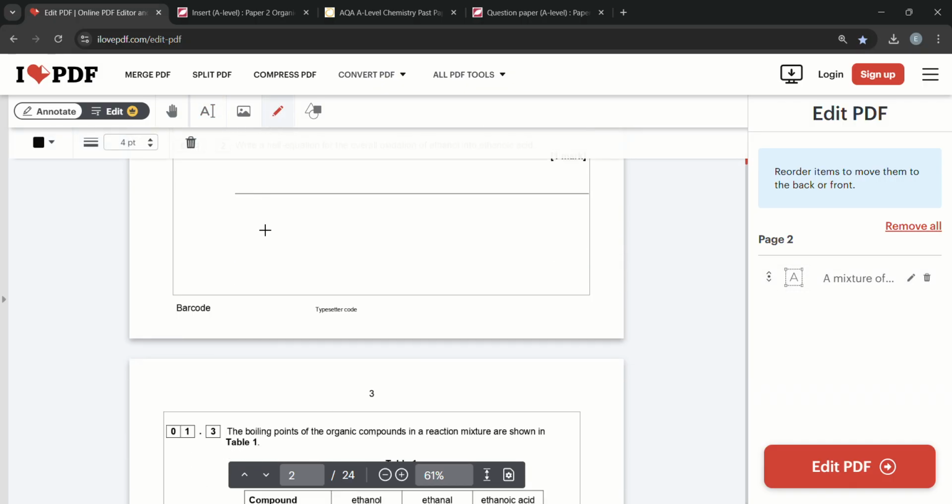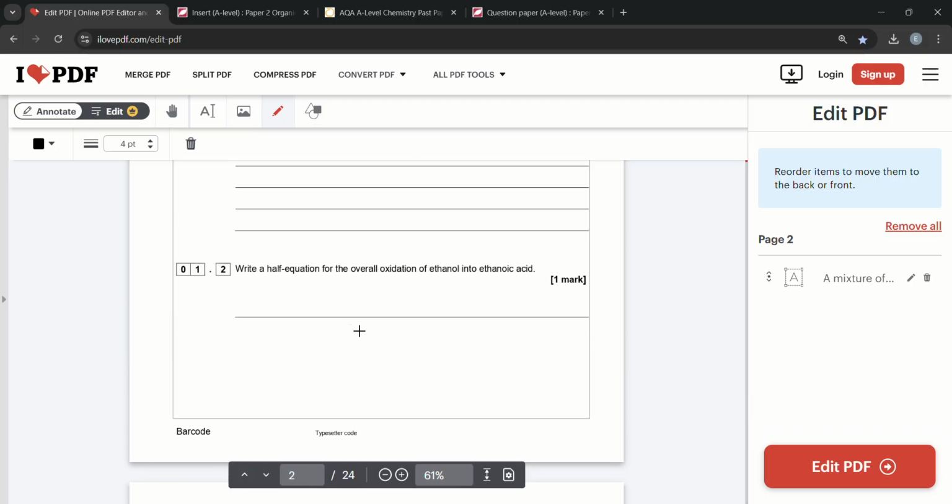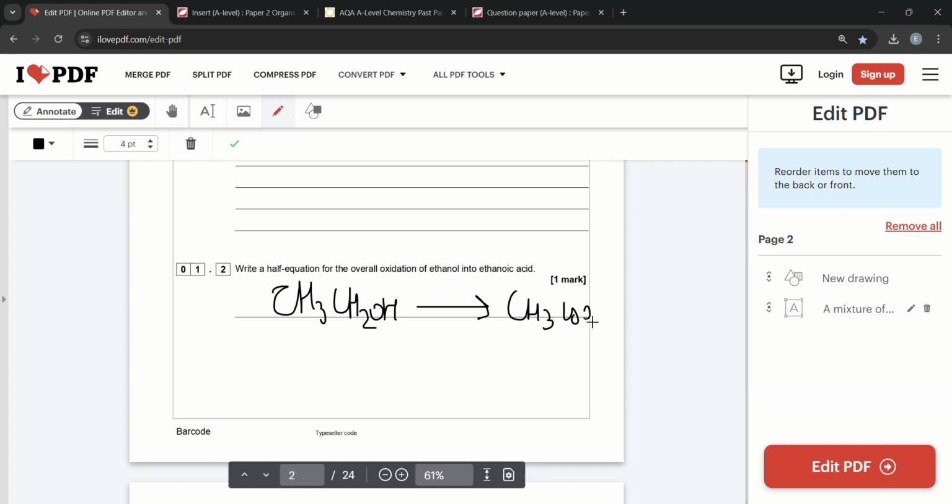We're writing the half equation for the overall oxidation of ethanol into ethanoic acid. So we've got ethanol to ethanoic acid: CH3CH2OH arrow ethanoic acid CH3COOH. Now we've got 1 carbon, 2 carbons, 1 carbon, 2 carbons, 6 hydrogens on the left, and 4 hydrogens on the right hand side.